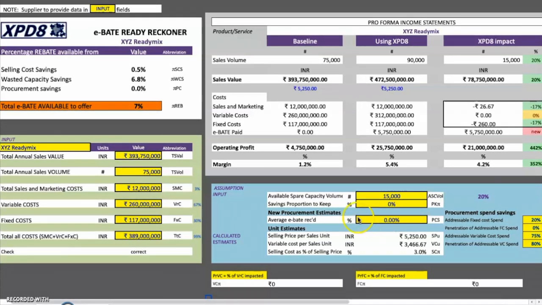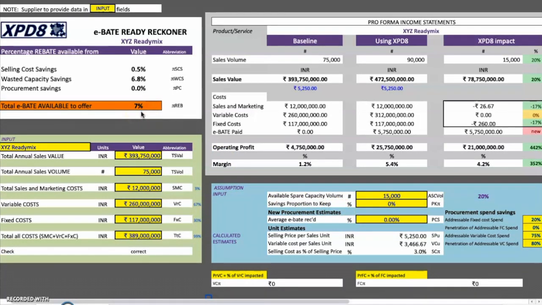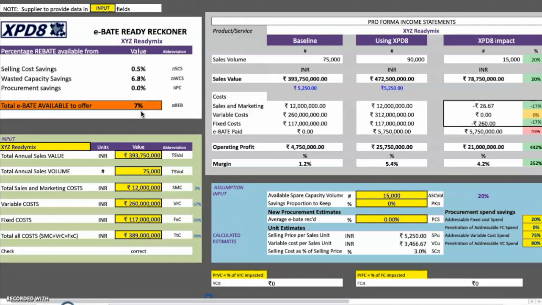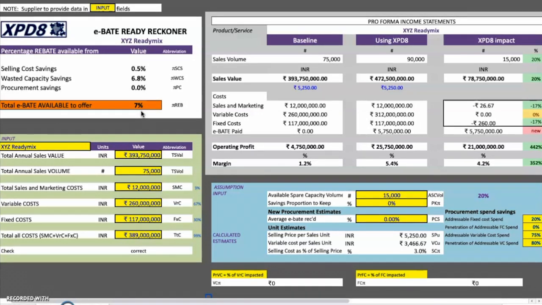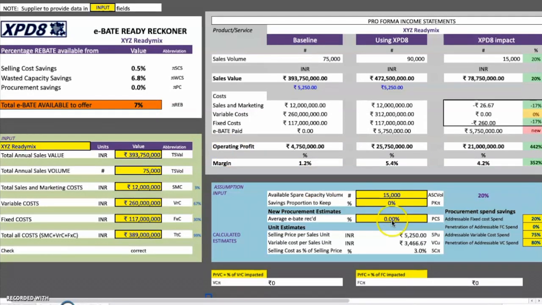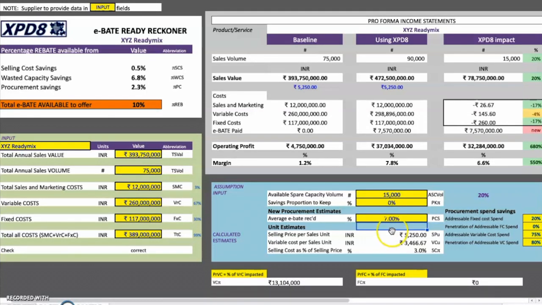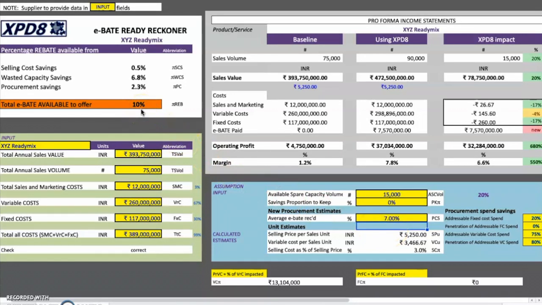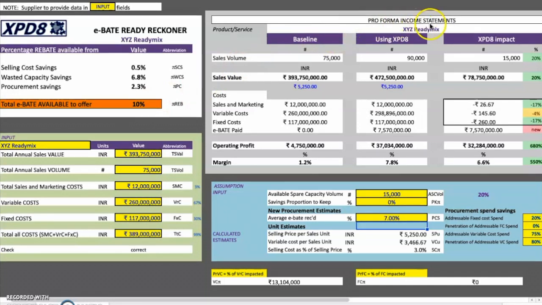The model suggests that it can afford to offer a 7% rebate without impacting the price to motivate new buyers to take up its offers. And remember, this is only payable if it actually wins and delivers the sales and the buyers have actually paid for those sales. If our ready-mix company also uses the platform to procure for itself and achieves a similar rebate of say 7% from its suppliers, it can increase its own rebate to 10% and increase its operating profit still further. Let's have a closer look at the company's pro forma P&L both before and after.